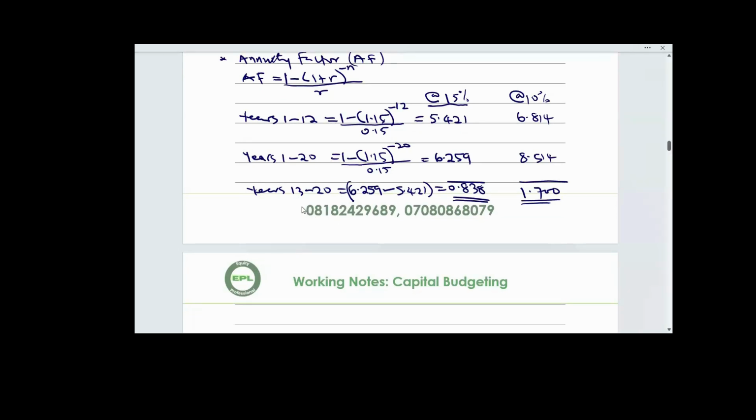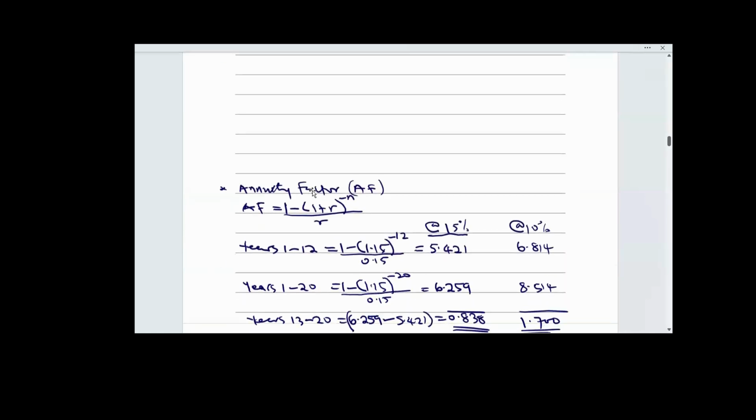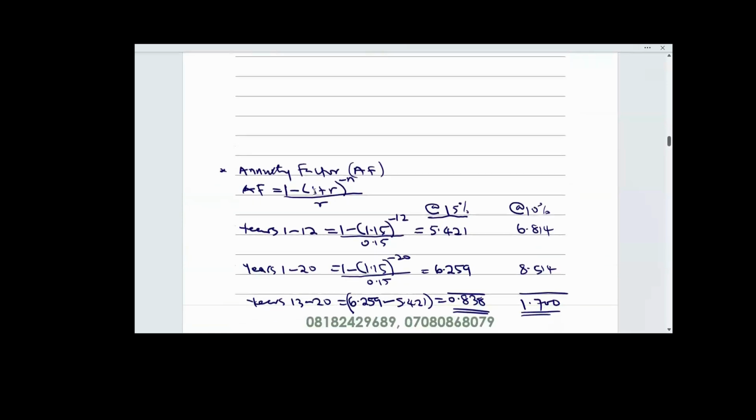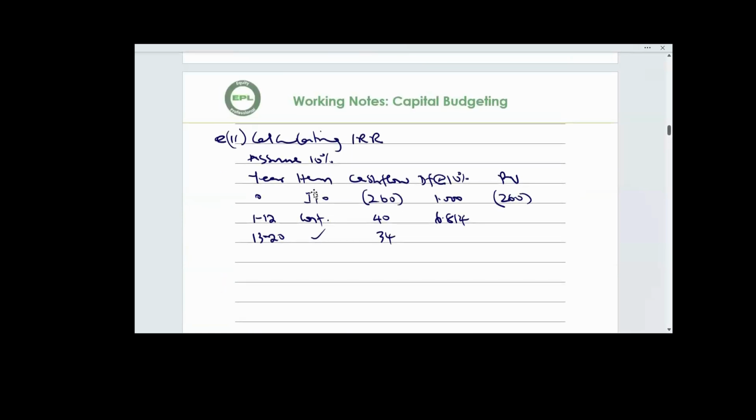I did not approximate. You know you have approximated to 6.814. No, I did not approximate. You are right, sir. Okay, so 6.814, then 1.7. So multiply for me, please.